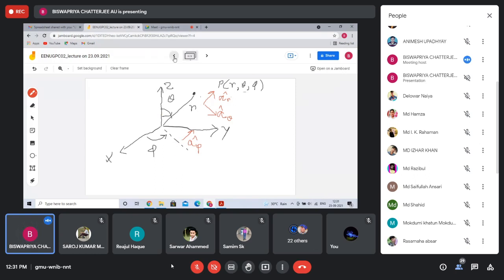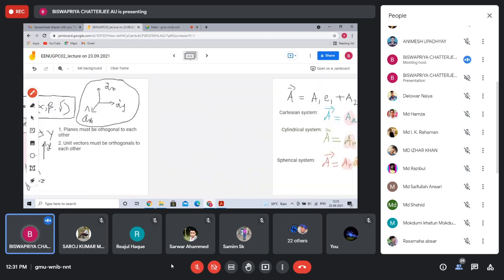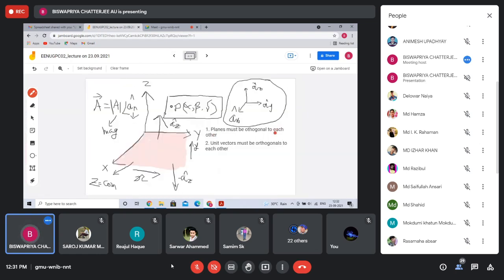So two conditions are satisfied. First, those planes must be orthogonal to each other. Second, the unit vectors must be orthogonal to each other. Now I must tell the final and most important condition: in simple words, let us write, they must reflect a right-handed system.